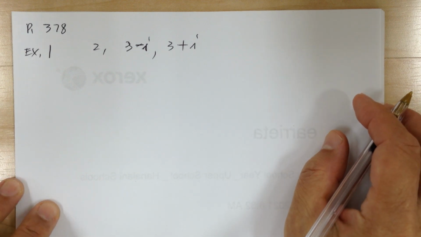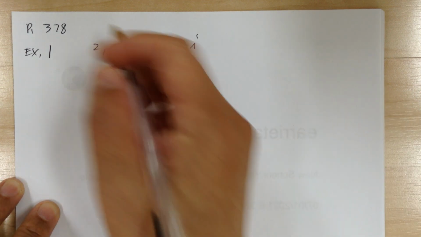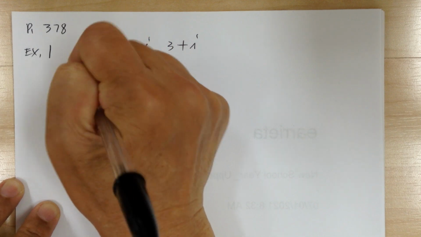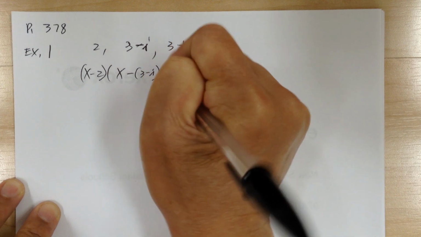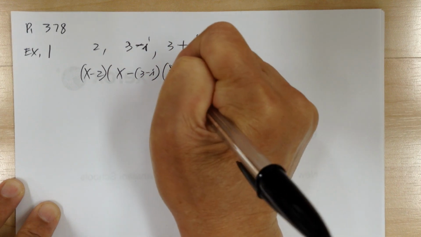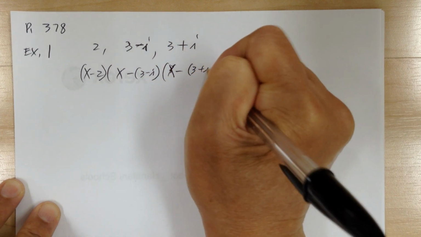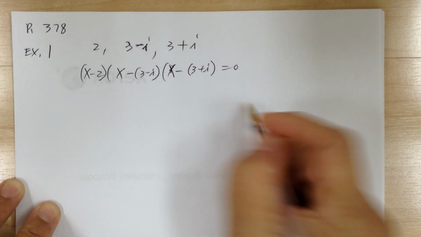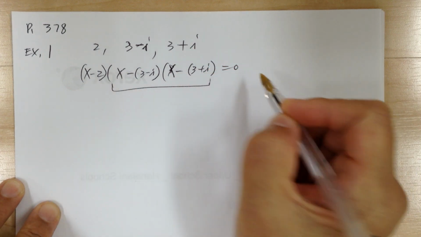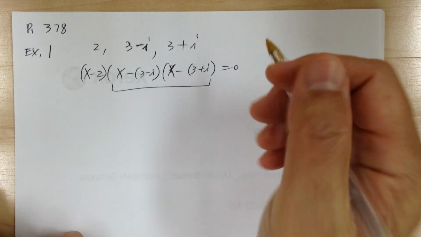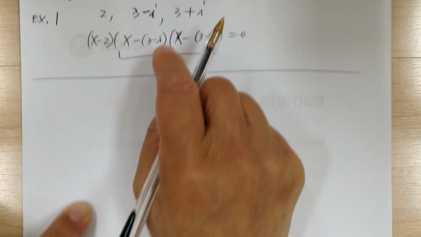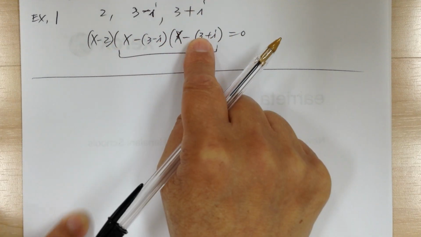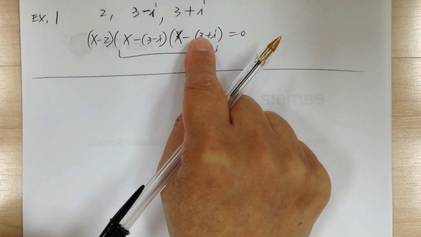Normally you would do this. This would come from x minus 2. This would become x minus 3 minus i times x minus 3 plus i equal to 0. So this is going to be messy to multiply. So instead of multiplying in a mess, what you want to do is use the root equations.